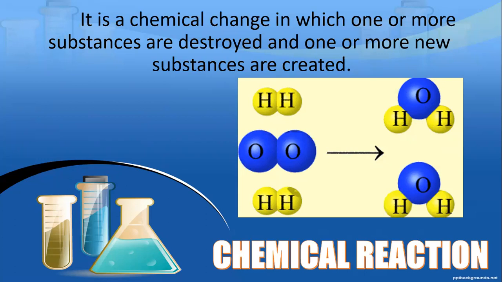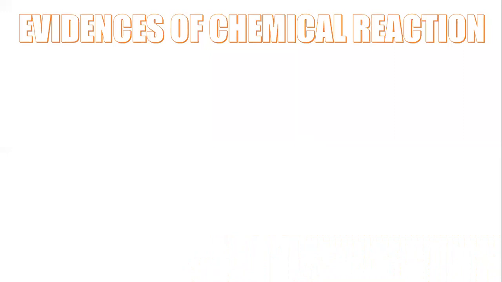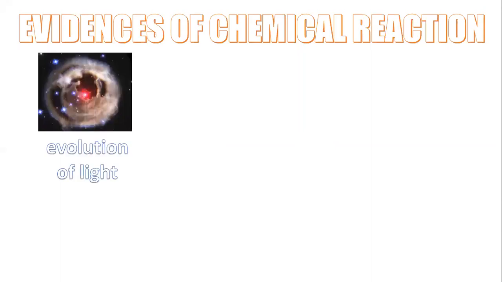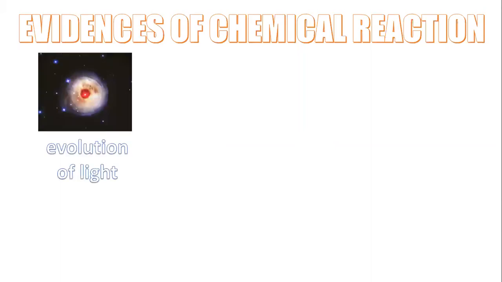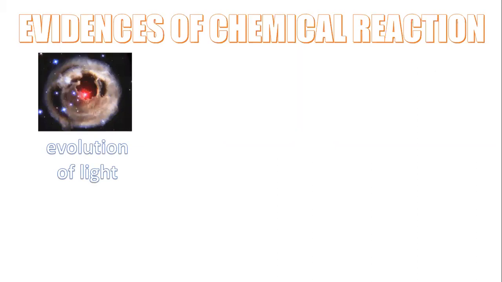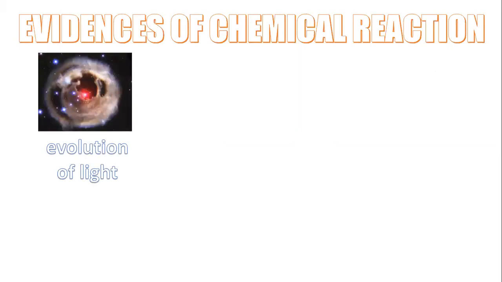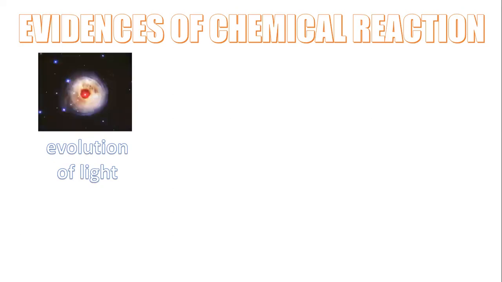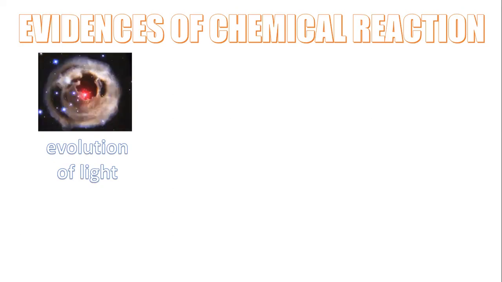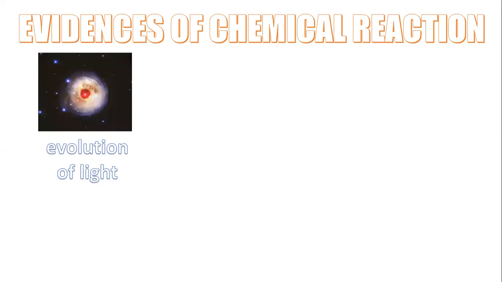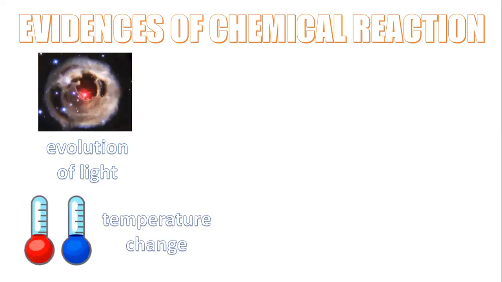So how can we say that a reaction takes place between particular molecules or substances? We have 5 evidences which show that a chemical reaction is present. The first is the evolution of light and heat, just like what we discussed on the Big Bang evolution, where everything started because of extreme heat that later on produced cosmic radiation light. The second is the change in temperature.